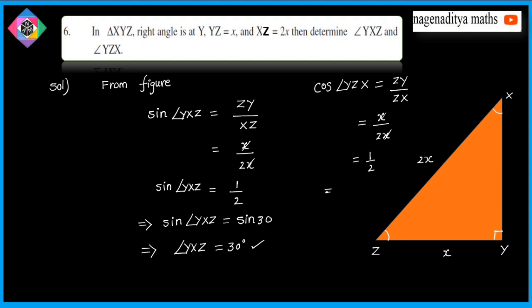When cos theta takes 1 by 2, that is cos 60, since the value of cos 60 is equal to 1 by 2. Therefore cos of angle YZX is equal to cos 60 degrees. By the theorem, if cos A is equal to cos P, then A is equal to P. That implies angle YZX is equal to 60 degrees. So this is how we can find the values of angle YXZ and angle YZX.